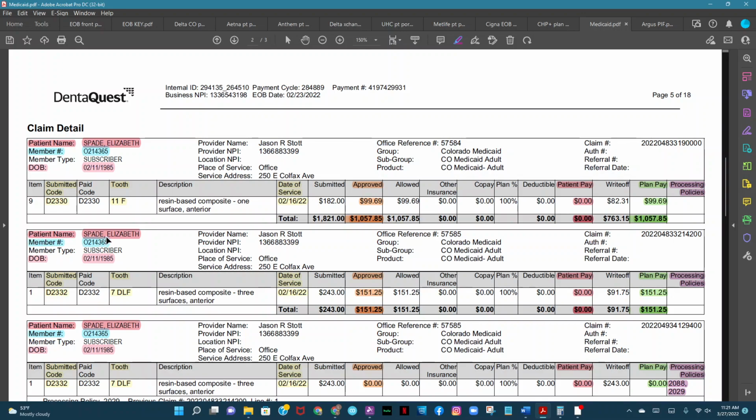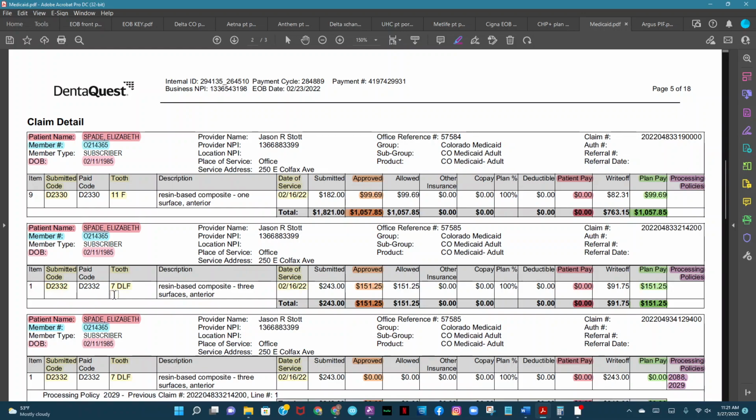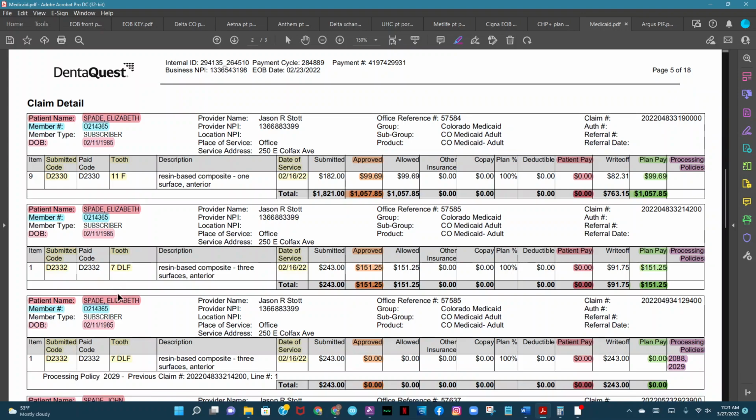Next claim, again with Elizabeth, member ID, we have the date of birth there. Date of service, same as 216. We have a filling, as you could see, it was just 1 on this one. So again, want to be diligent that we are putting everything in correctly.